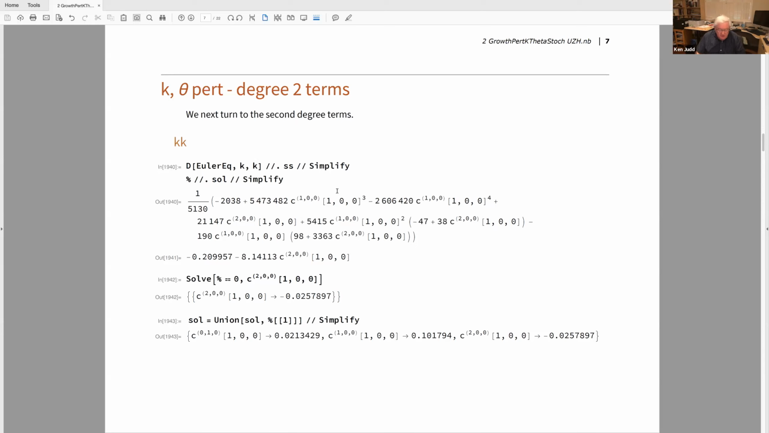Now, when you look at, for example, the package that Sims has that some people use, or the Grohe-Schmidt MATLAB code, you don't really get a good feeling for what you're doing, because you compute Jacobians and then eigenvalue methods and all that. I don't think you get a good idea about what's really going on.